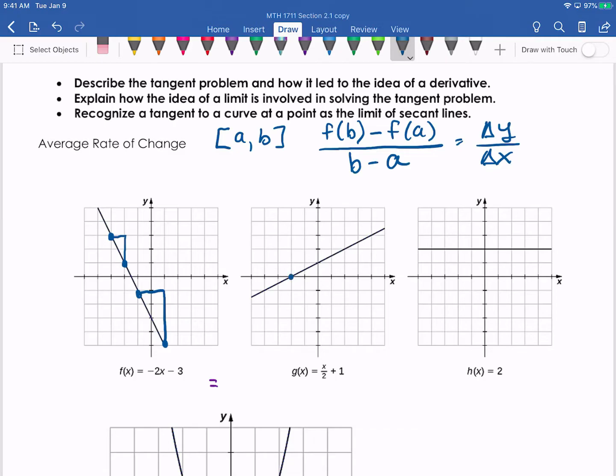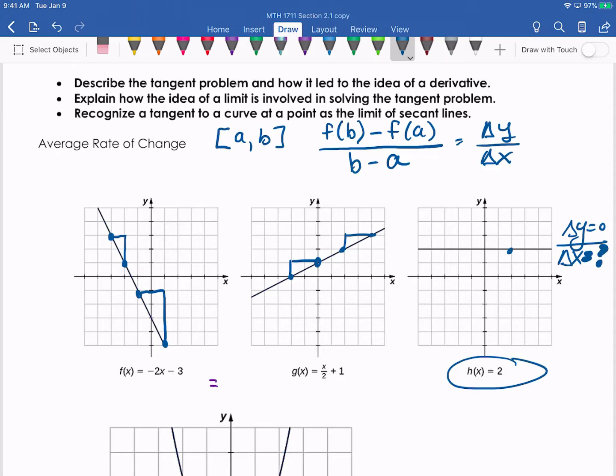The same thing will happen for the next line. No matter what 2 points I pick, I'm going to get the same ratio between the change in x and the change in y. Now for a constant function, for example, h of x is equal to 2 in this third graph, the average rate of change is always going to be 0 because the change in y will always be 0 no matter what the change in x is.